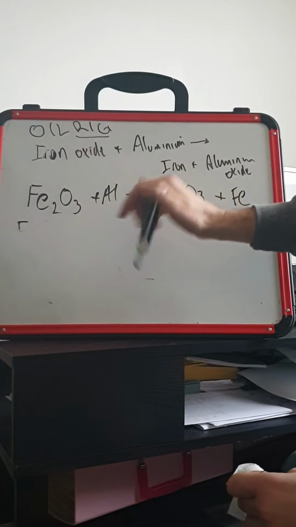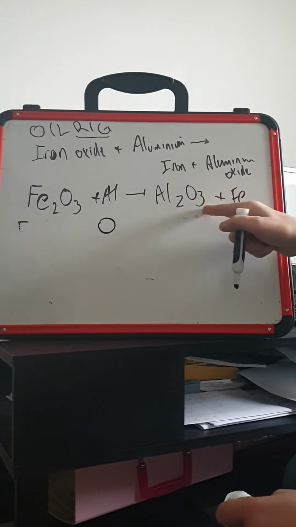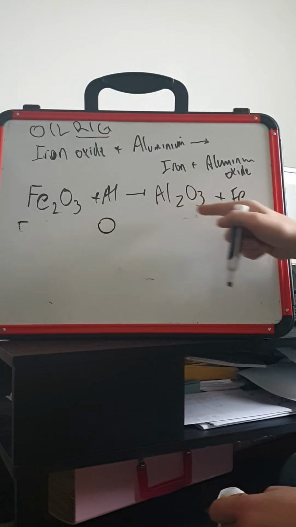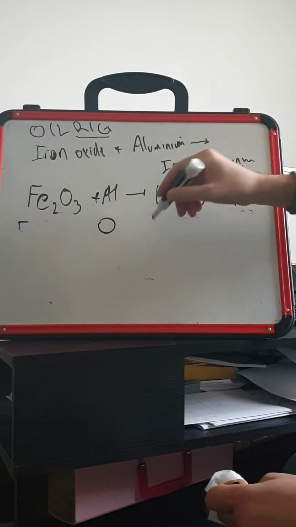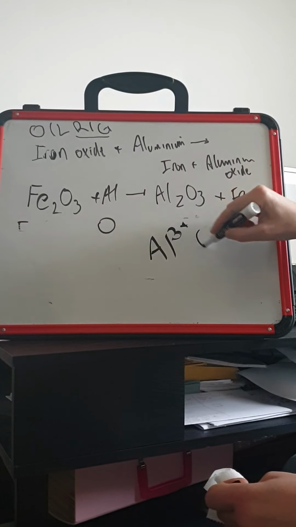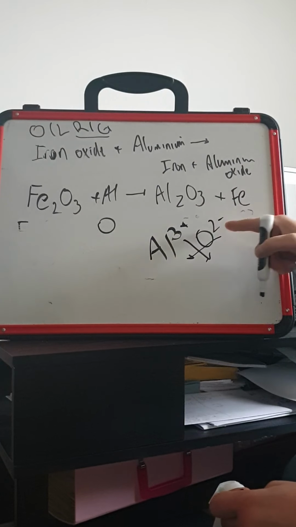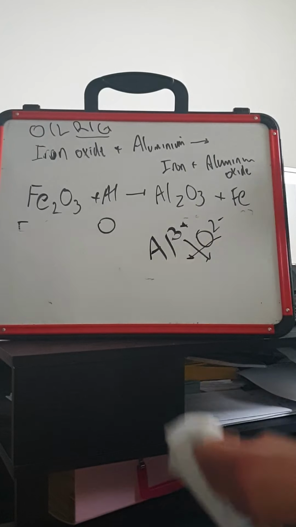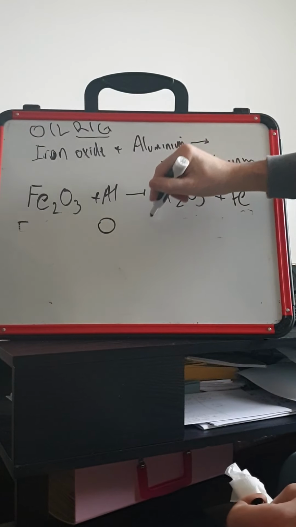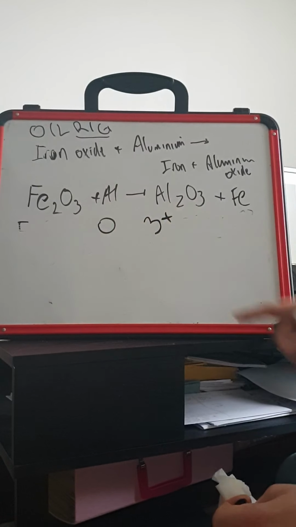So aluminium goes from 0, oxygen's 2-, times 3, 6-. So 6+ and 6-, because they've got to cancel each other out. Remember our formula of common ions, Al 3+, O 2-. Do your crossover trick, and that's why you get your Al2O3. So aluminium is 3+, oxygen is 2-. So we've gone from 0 to 3+.